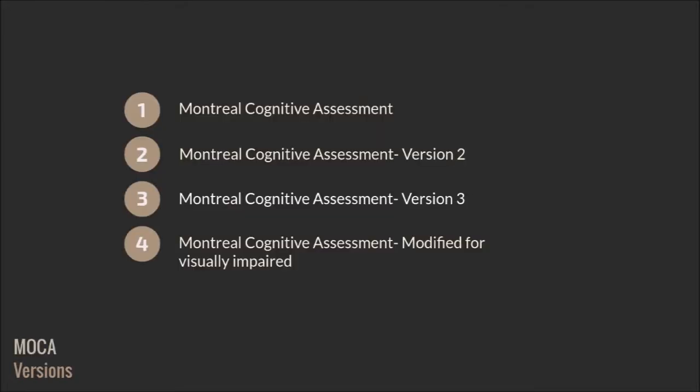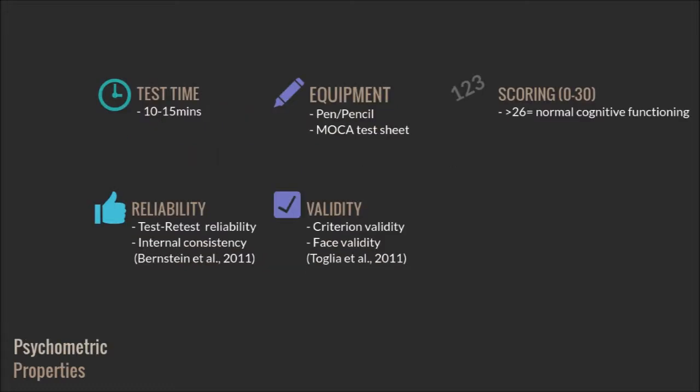Here are the 4 versions of the MOCA. We will only be focusing on the first one, which is the sheet that I've just shown you. Here are some psychometric properties of the MOCA. Feel free to pause the video and have a quick read.